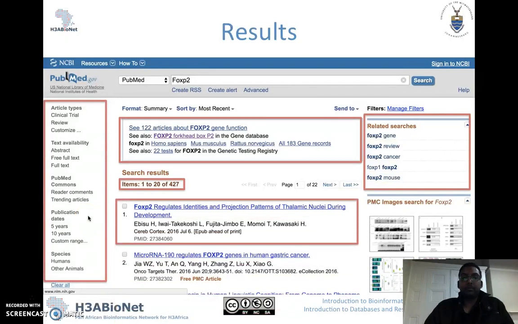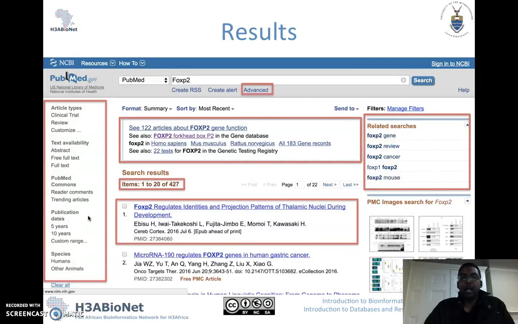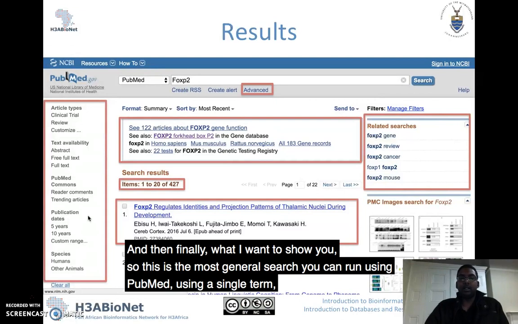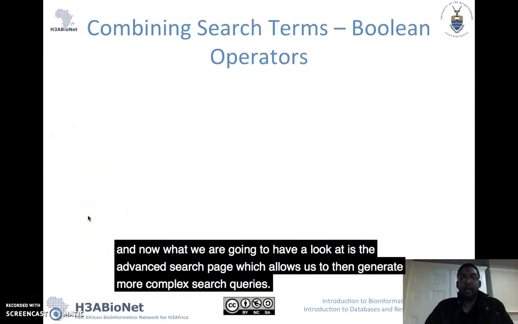Okay. So this is our first hit here that says FoxP2 regulates identities and projection patterns of thalamic nuclei during development. Okay. And then finally, what I want to show you, so this is the most general search you can run using PubMed, using a single term. And now what we're going to have a look at is the advanced search page, okay, which allows us to then generate more complex search queries.